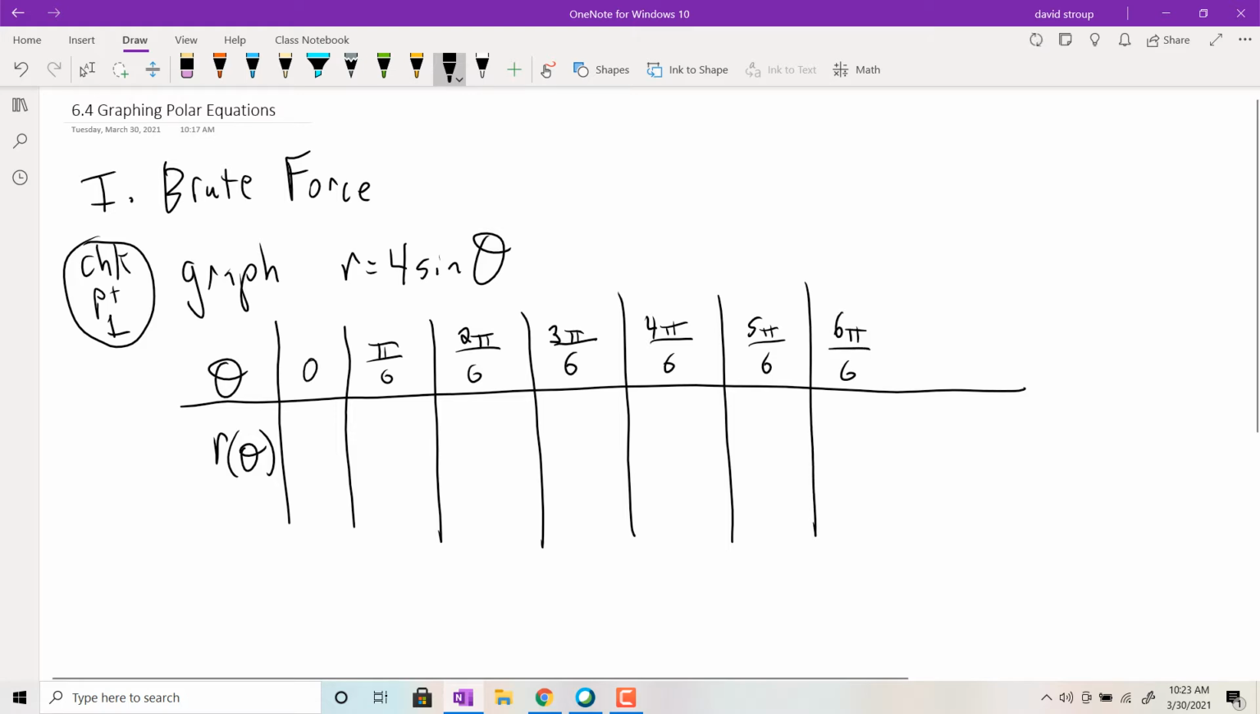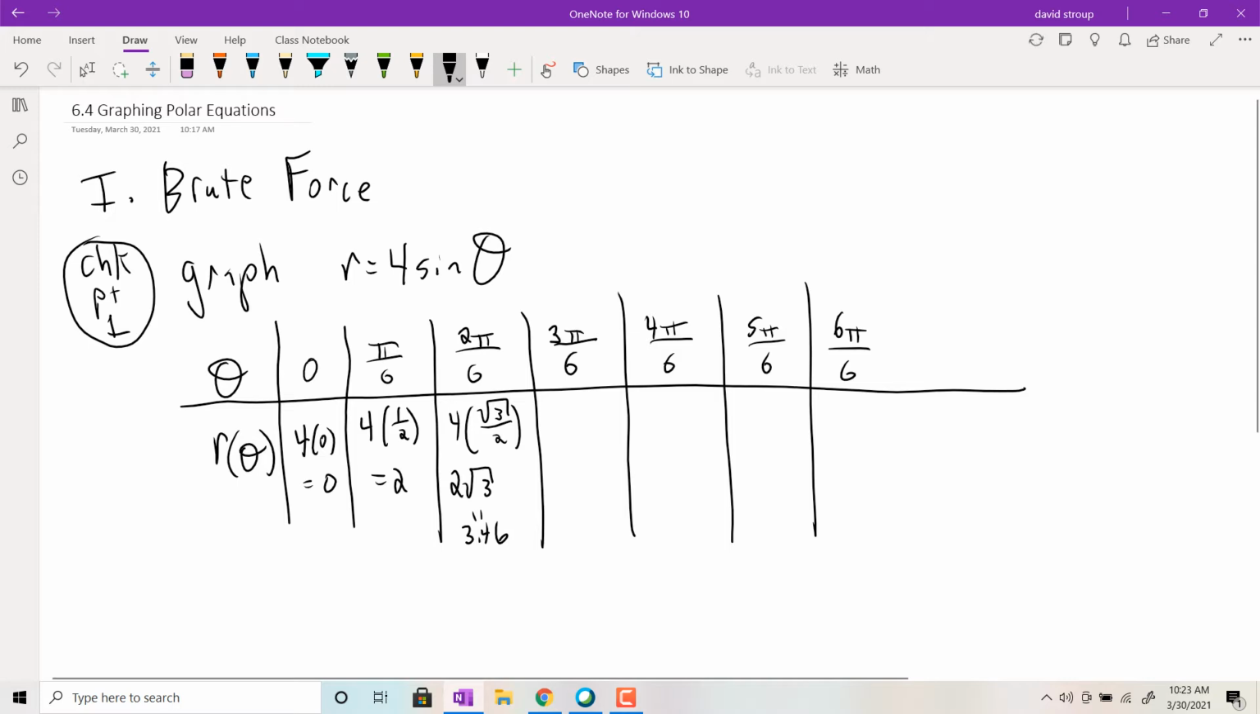We're just plugging these values into the function r equals 4 sine theta. Putting 0 in for theta, r equals 4 times sine of 0, which is 0. For pi over 6, we get 4 times sine of pi over 6, which is 1/2, so 2. For pi over 3, sine is root 3 over 2, so that'll be 2 root 3. Let's get an approximation so we can graph it: it's about 3.46.